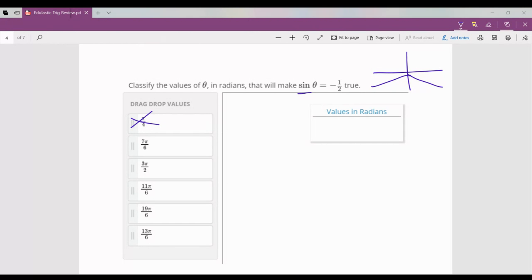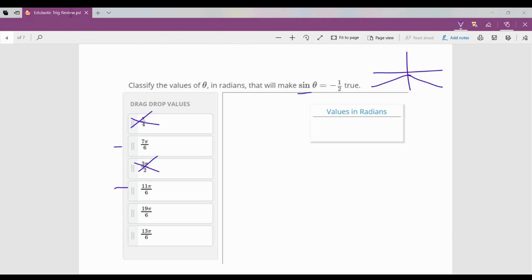Okay, so pi over 4 is in the first quadrant. 3 pi over 2, the y value at 3 pi over 2 is not -1/2. All right, so then I go from my remaining ones. This is on the unit circle and this is on the unit circle, so I can analyze that. But this is bigger than 2 pi.